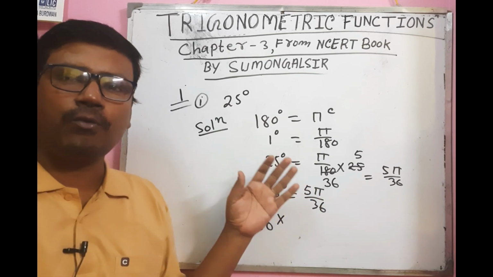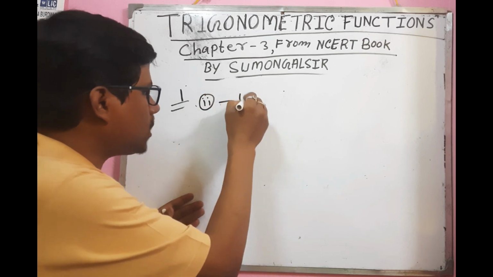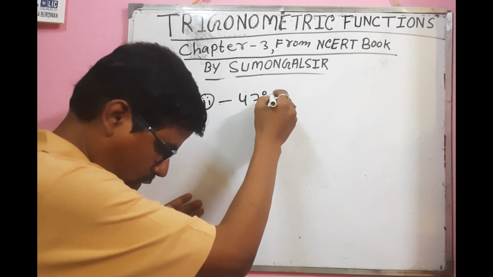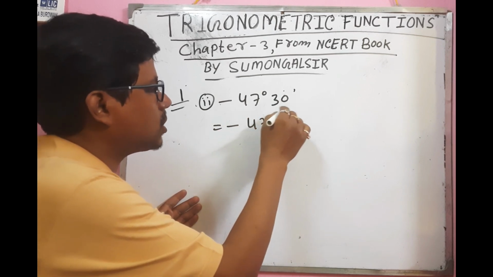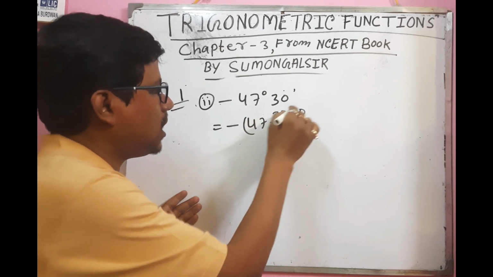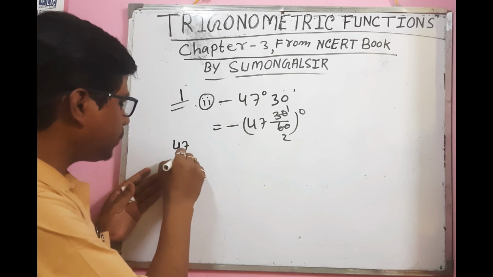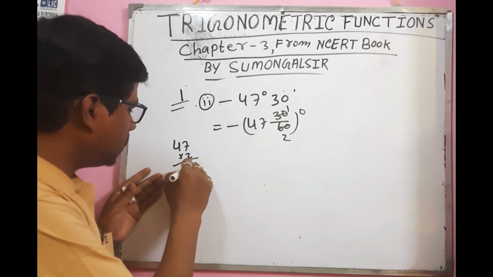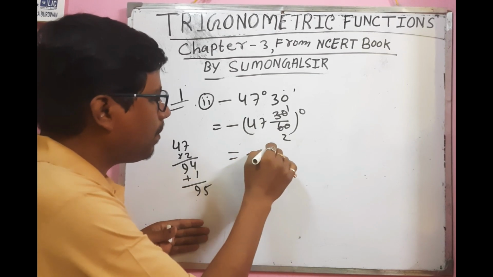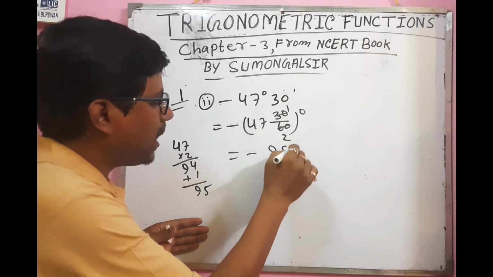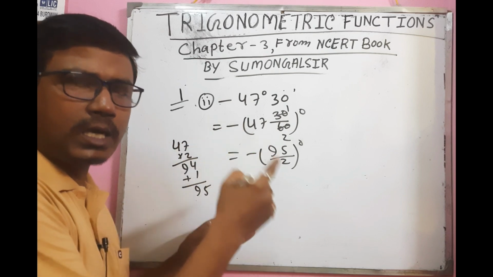Okay, so this is the completion of the first. Now we move to the next part. Now the second question: minus 47 degrees 30 minutes. Calculating this, we get 1 by 2. Now multiplying, we get minus 95 degrees by 2. This is the degree. Now convert this into radians.